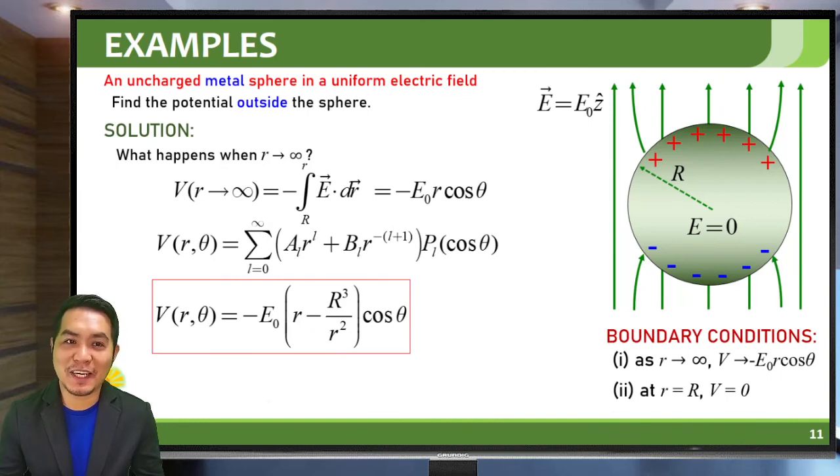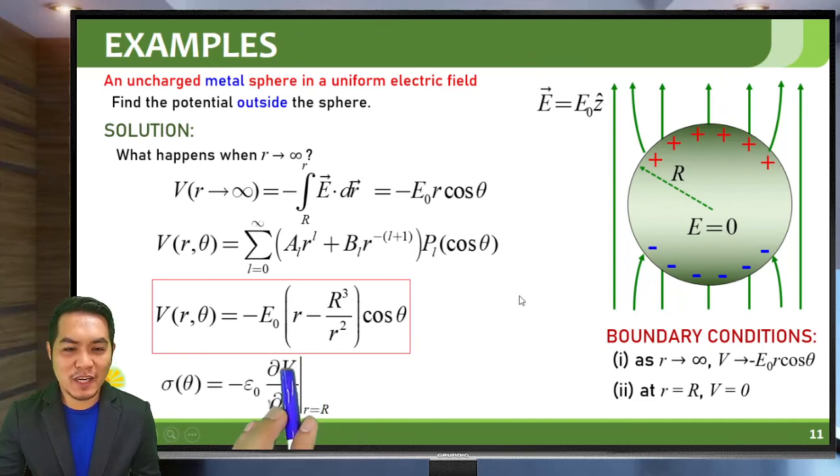So always do that, please. When you're calculating the potential, always cross-check your answers with the boundary conditions. Because if it satisfies the boundary conditions, then you are probably correct, or you are mostly correct.